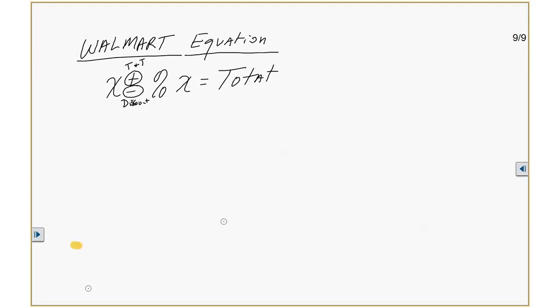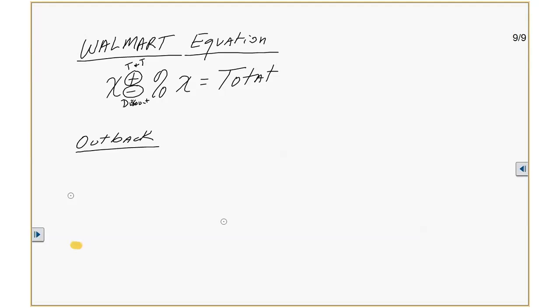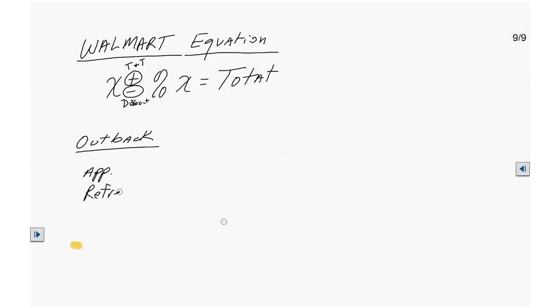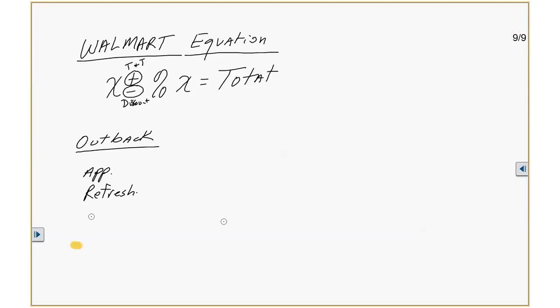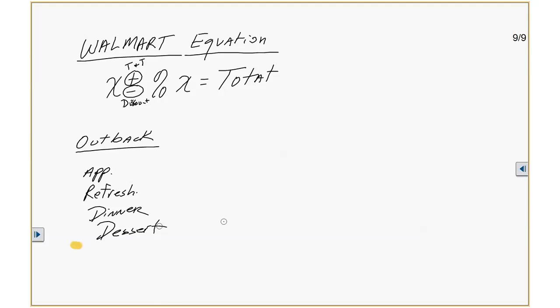Okay, discount. So let's say you go to Outback. That's my favorite. Let's say you go to Outback, and you get an appetizer, you get refreshments, you get dinner, and dessert for 2 people. You're talking at least $100.